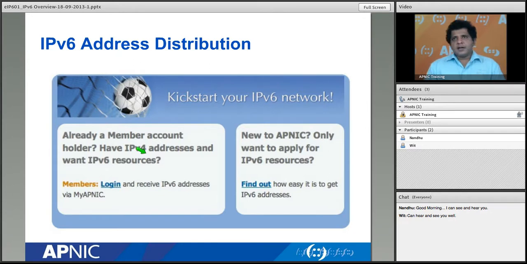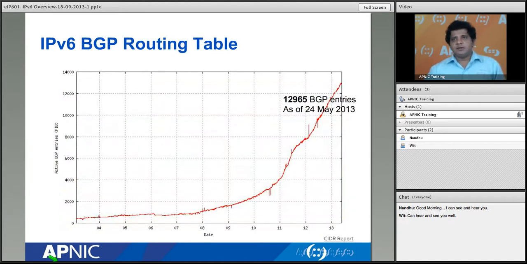But if you are not an APNIC member, one option is to go to your upstream provider, your upstream ISP, and get an IPv6 block, or you can directly come to the Internet Registry, become an APNIC member, and then get an IPv6 allocation from APNIC. If you visit the APNIC website, you can find more information about this process, and if you have any questions, you can always talk to our help desk.